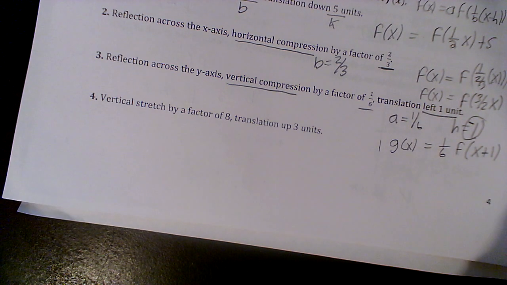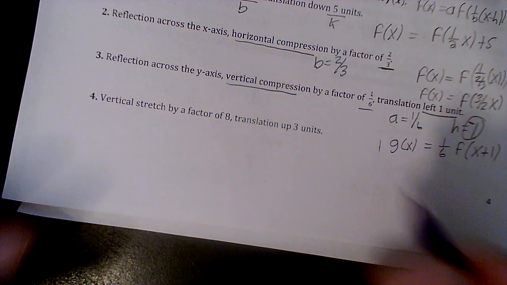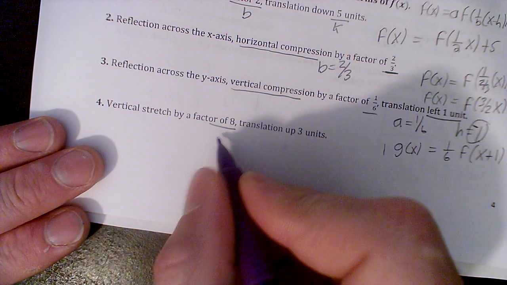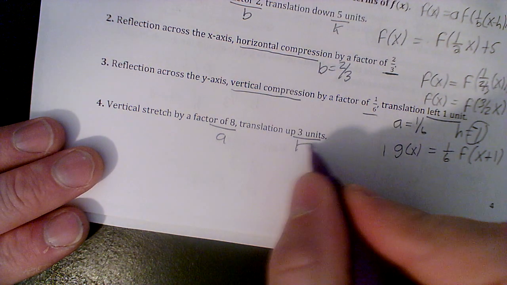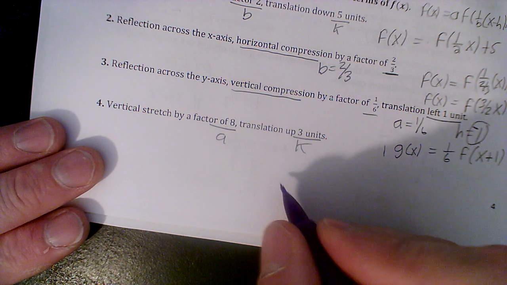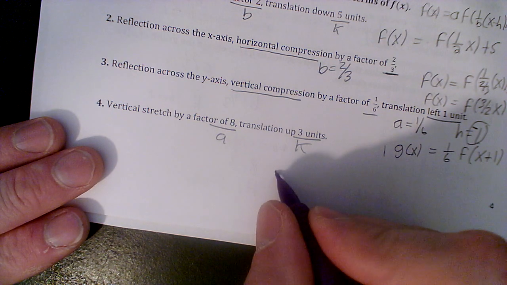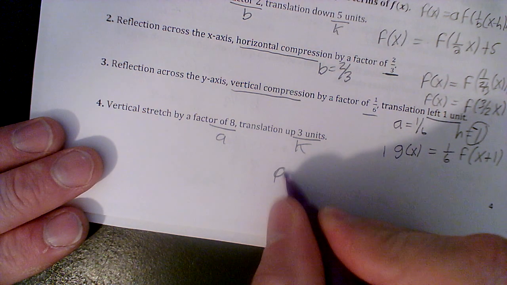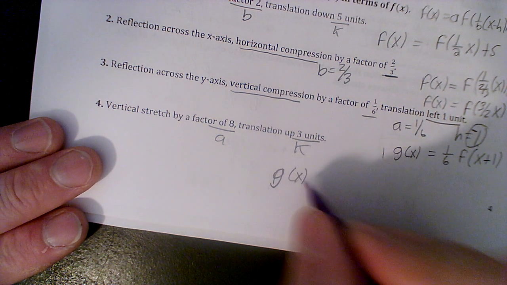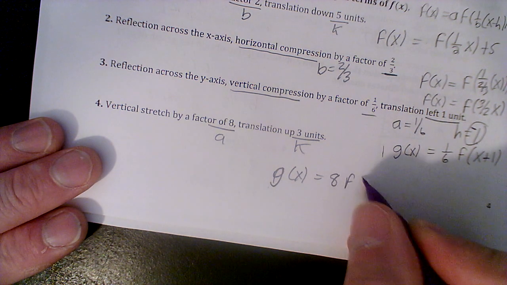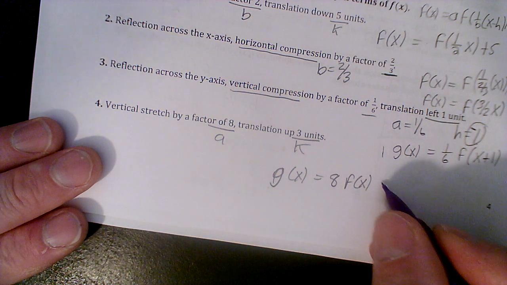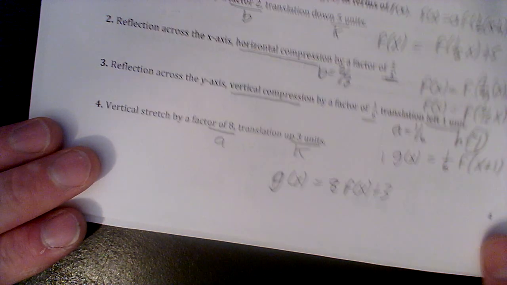Alright. Vertical stretch by a factor of 8, that is going to be my a. Translate 3 up, that is going to be my k. And it's going to be this. We'll say g of x. Let me rewrite that. G of x equals, my a goes first, 8, times the function of x, and then I'm going to go plus 3 because that's my k.